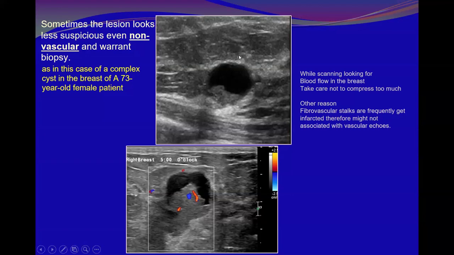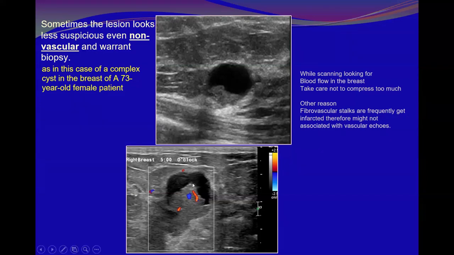But what about this one? First of all, we have to make sure that we did not apply more pressure. This is one issue. And we have to make sure that our Doppler setting was appropriate, to make sure that the lack of vascularity was not technical. But even if all parameters are right and light pressure was applied and the lesion was avascular, how are you going to grade these lesions?